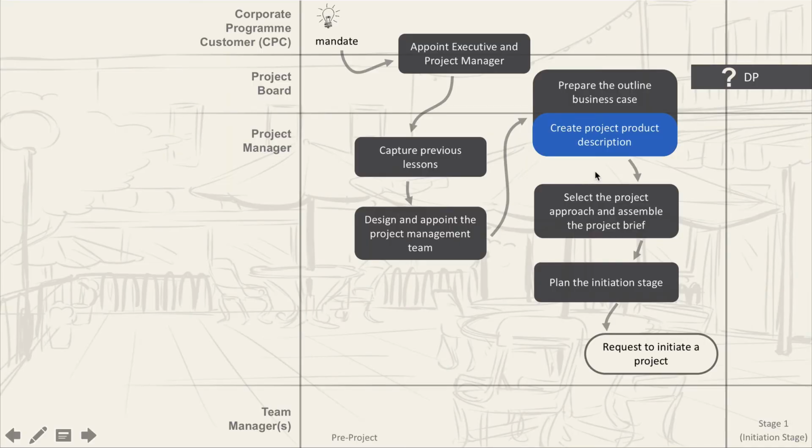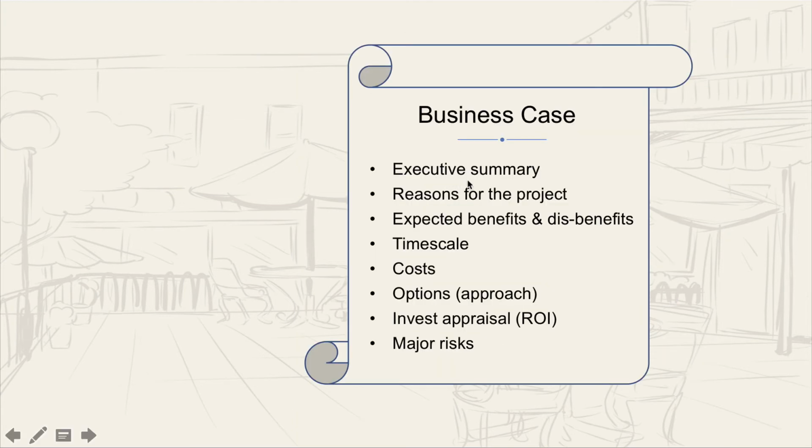Now again, there are two outputs here, or two products which we create as part of this activity, create the outline business case. So we've just done the project product description, and now it's the outline business case itself. So let's have a look at the typical contents or the makeup of this document. So we have the executive summary, which is usually short, a couple of lines, to give a high-level overview of what the business case is about. Then the reasons for the project, which will mostly come from the project mandate. The expected benefits and disbenefits, these are long-term benefits which we should get from the project, and it's why we're doing the project. The timescale, so when the project will be delivered and when we will get the benefits.